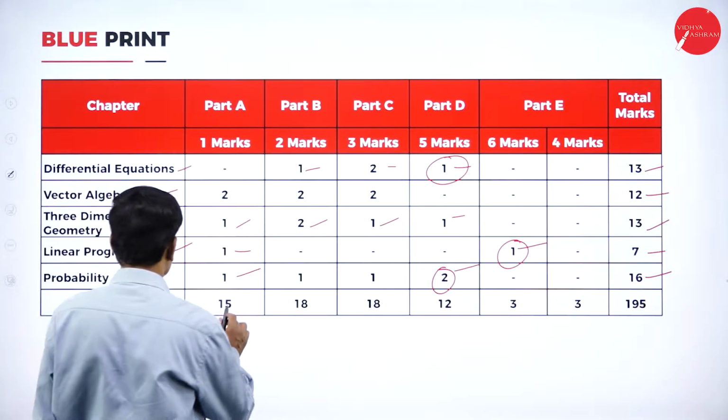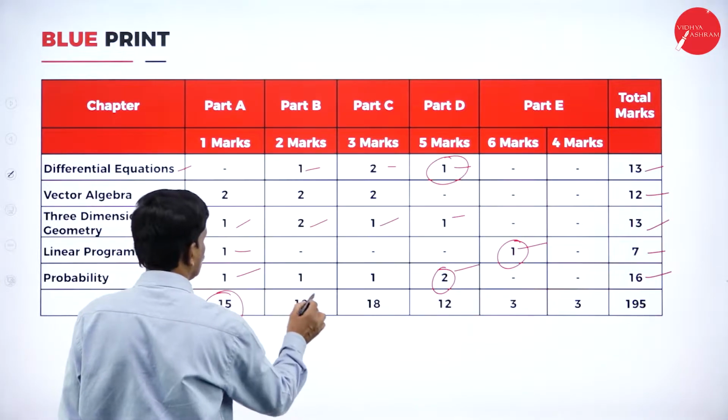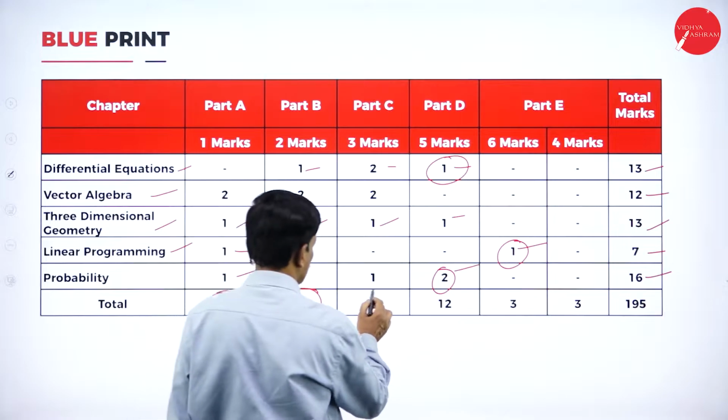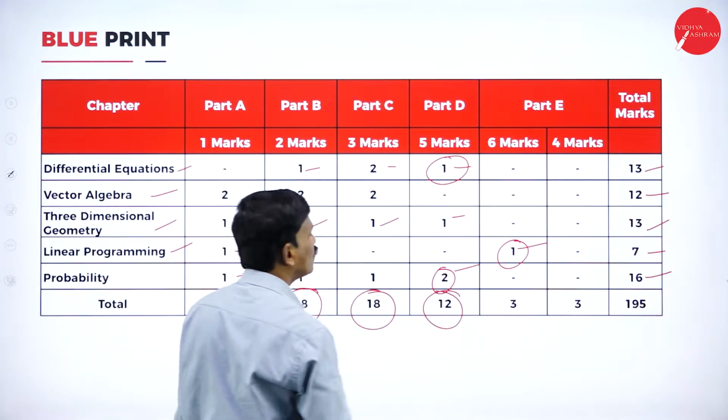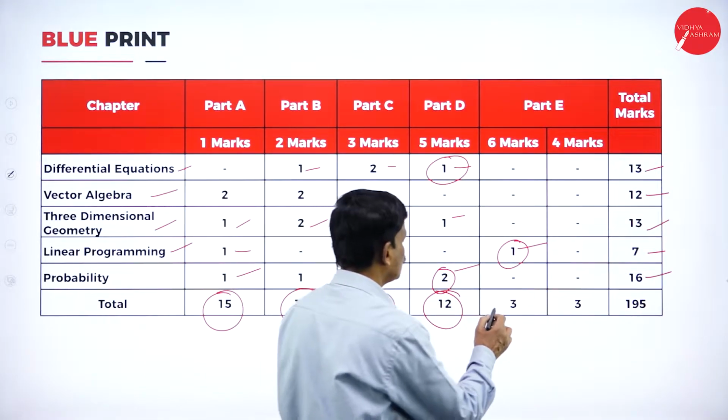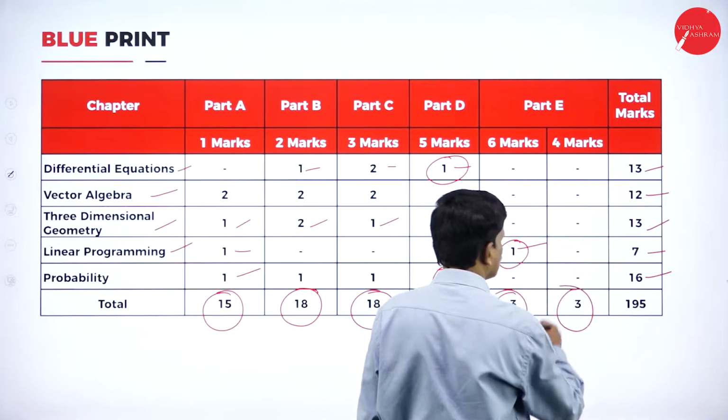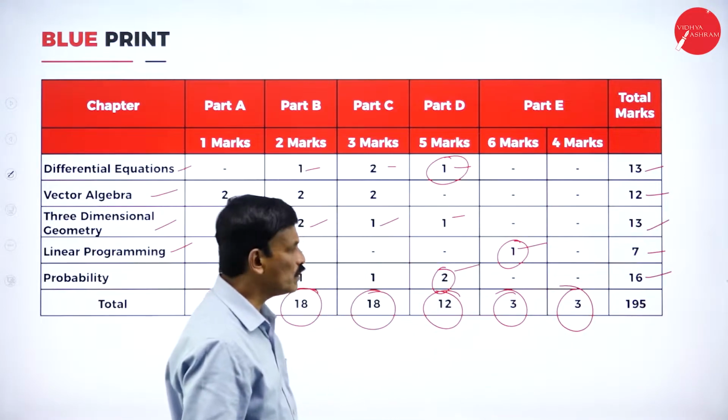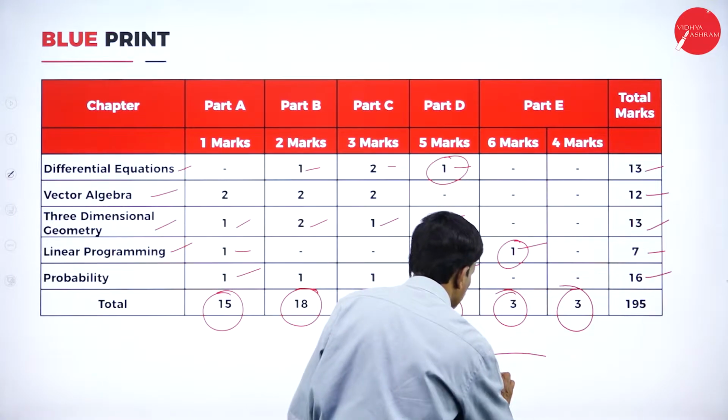Usually in 1 mark you will have 15 questions. In 2 marks, you will have 18 questions. For 3 marks, also 18 questions. For 5 marks, you will have 12 questions. And 6 marks, 3 questions. And 4 marks, also 3. So totally the question paper will be set for 195.